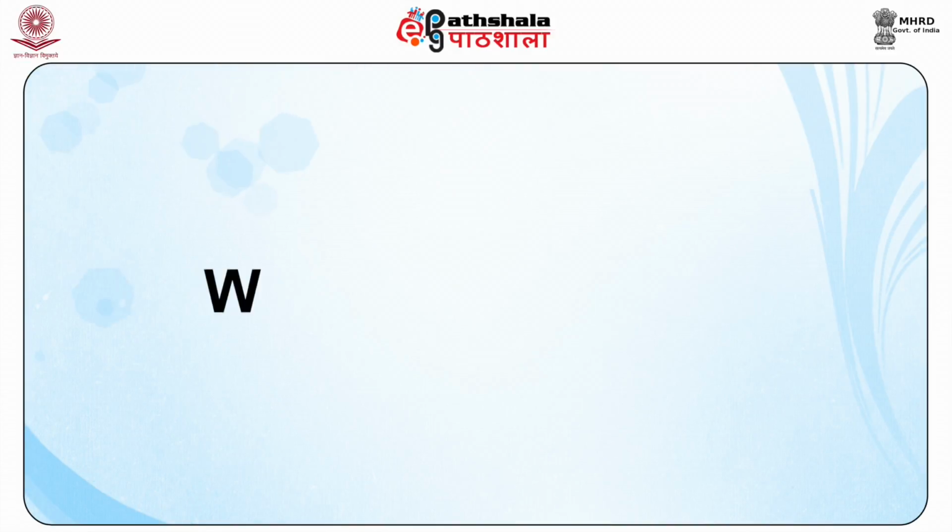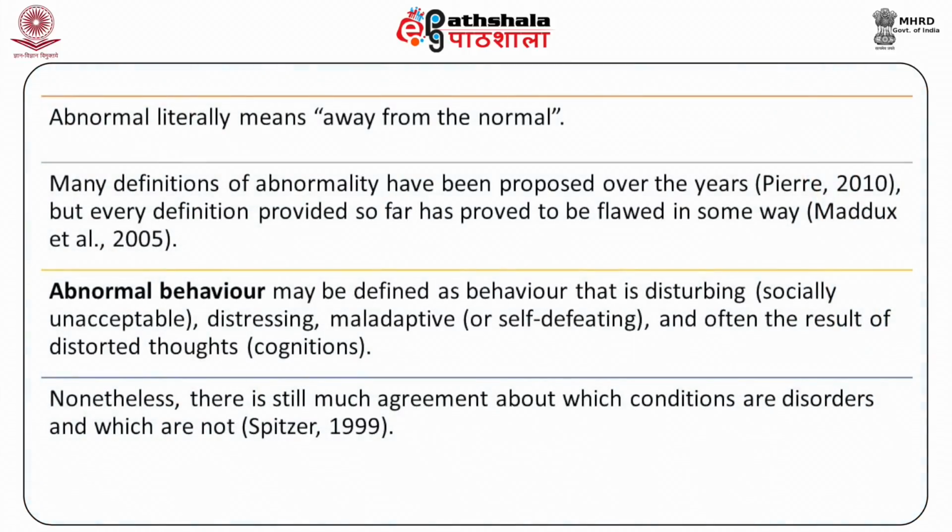Defining abnormality. What is abnormal? Abnormal literally means away from the normal. Many definitions of abnormality have been proposed over the years, but every definition provided so far has proved to be flawed in some ways. Abnormal behavior may be defined as behavior that is disturbing, socially unacceptable, distressing, maladaptive, or self-defeating, and often the result of distorted thoughts or cognitions. Nonetheless, there is still much agreement about which conditions are disorders and which are not.